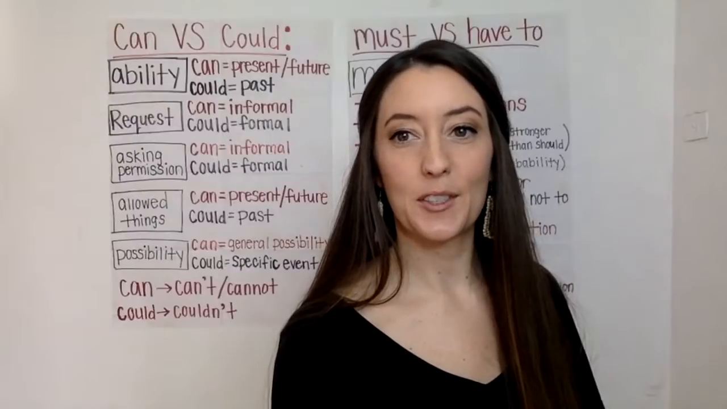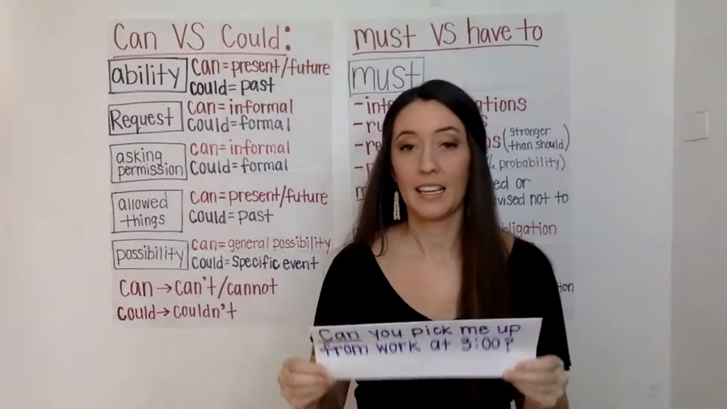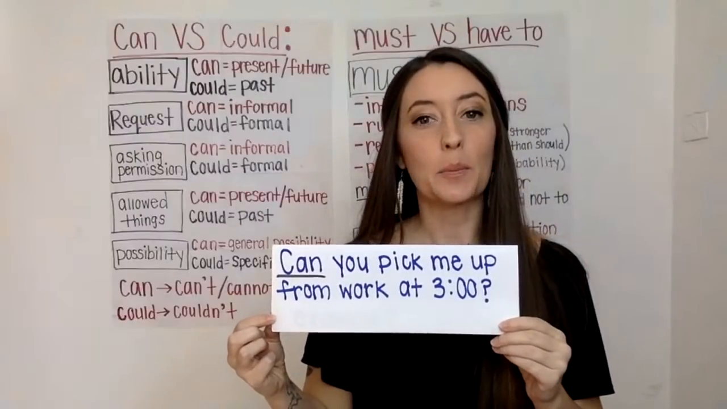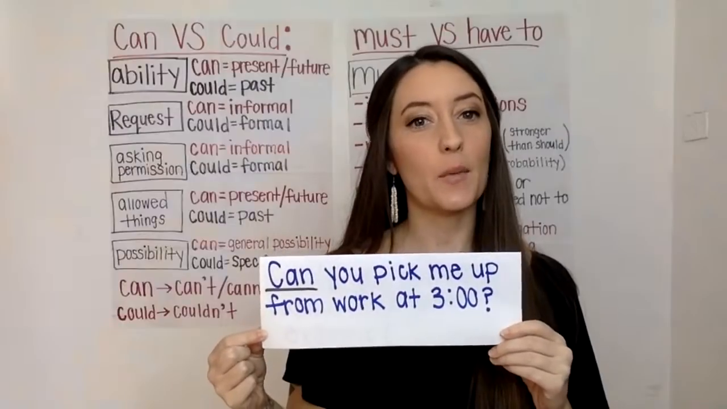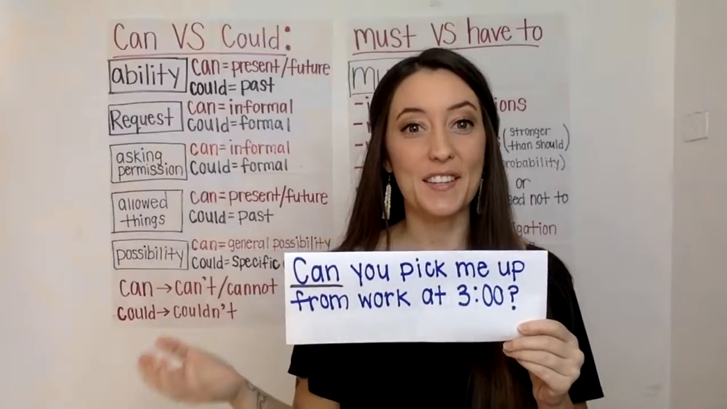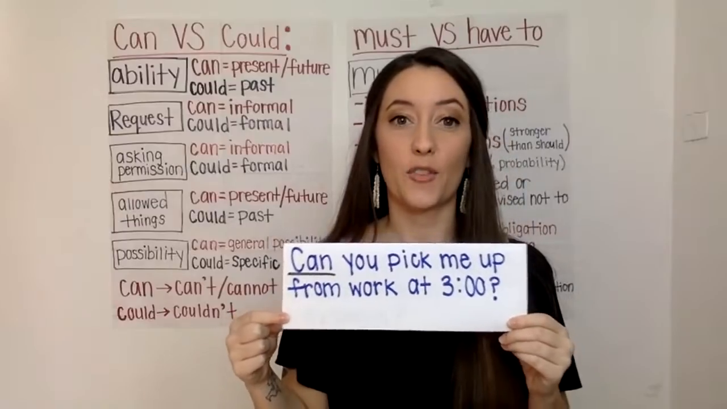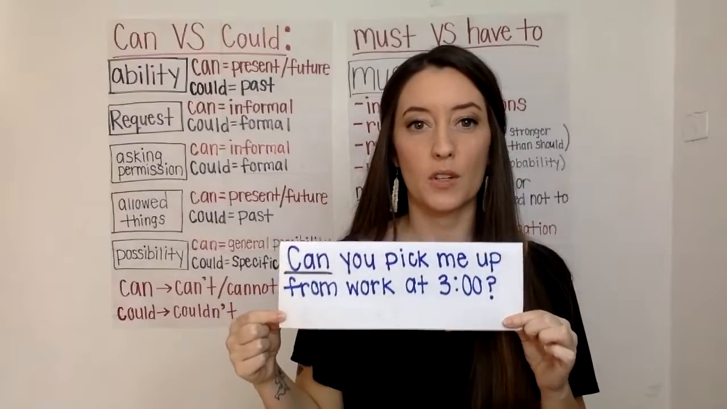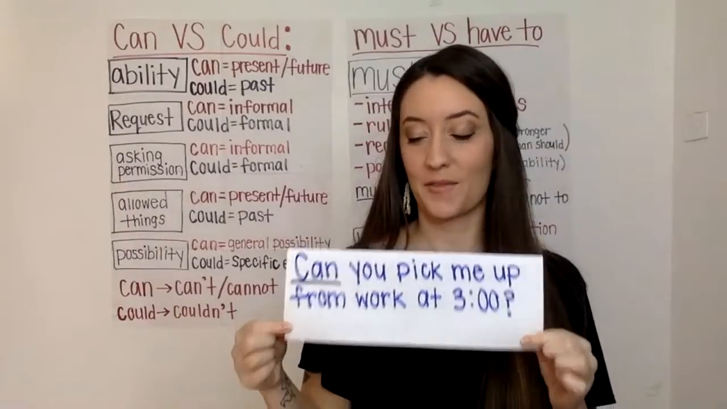So let's compare 2 examples. Can you pick me up from work at 3 o'clock? So we are assuming that we're asking maybe a friend or a family member if they can pick us up from work at 3 o'clock. This is an informal request. We're asking someone that we know or that we're familiar with.